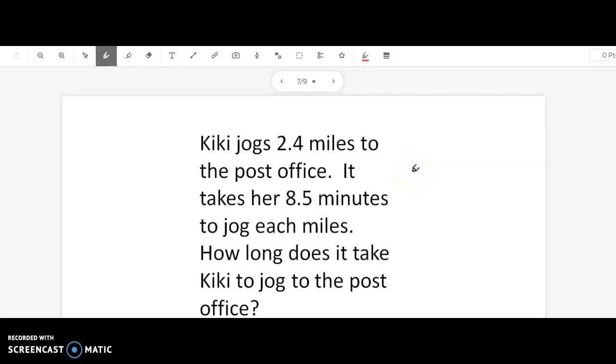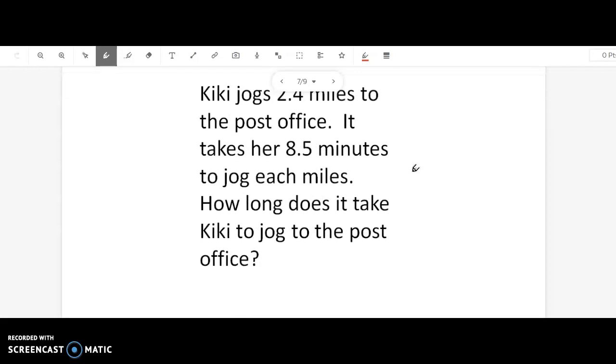Girls, we're on slide number 7 in today's Classkick. And so let's take a look. We're going to read through the problem. We're going to reread the problem, come up with a plan, follow our plan, and see if we can't solve this problem. So let's see.